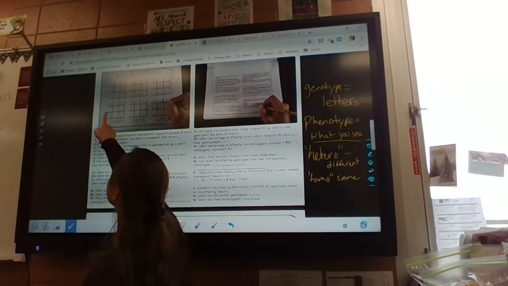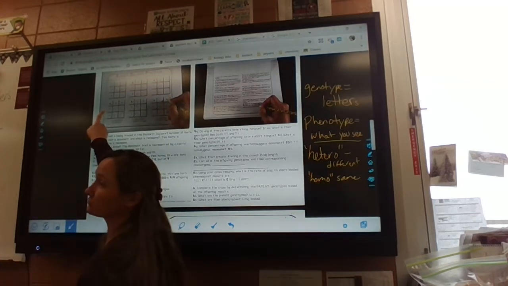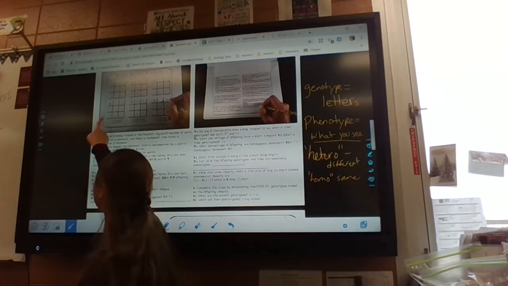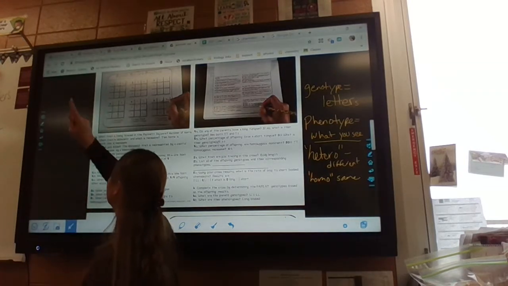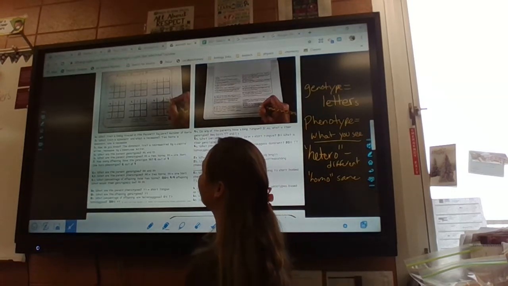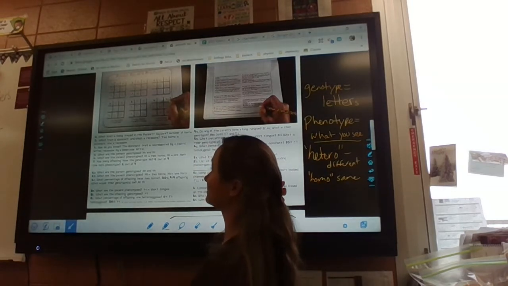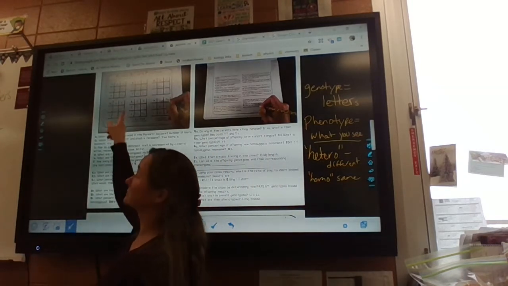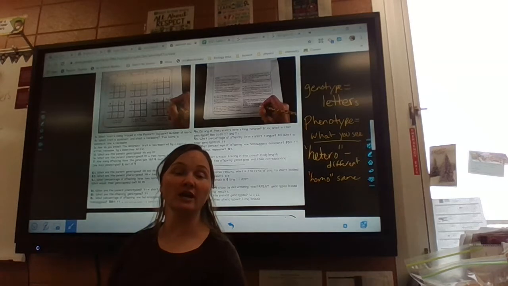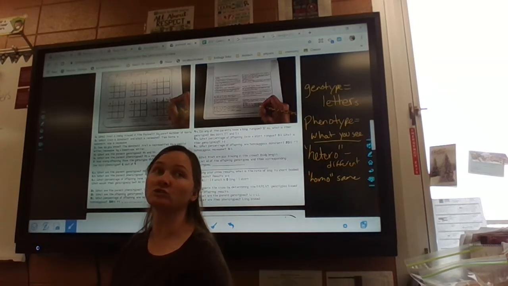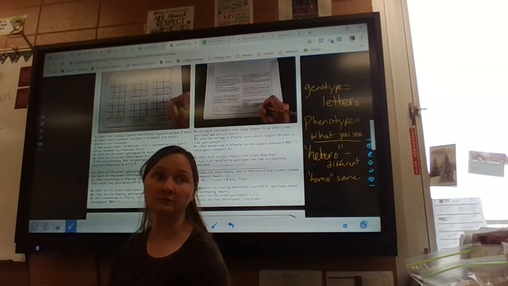So phenotypes. Mom would be 1 horn or 2? 1. And dad is 2. All right. So what percentage of offspring have 2 horns? Look at all their babies. What percentage have 2 horns? Remember, which is more dominant? 2 horns or 1? 100.